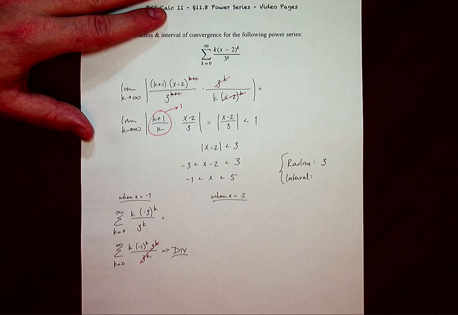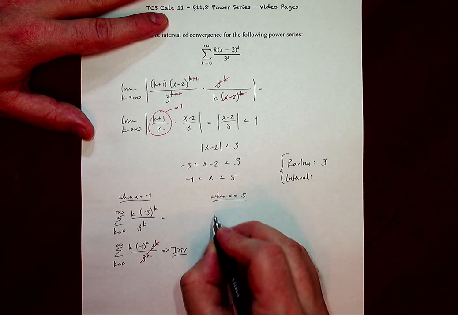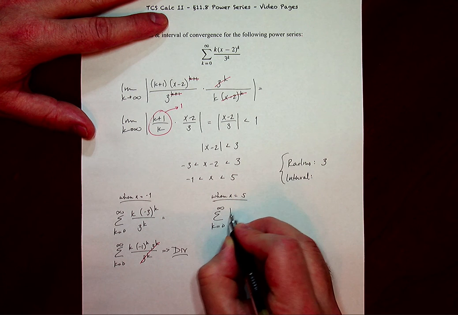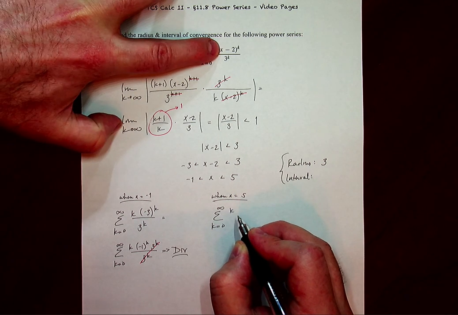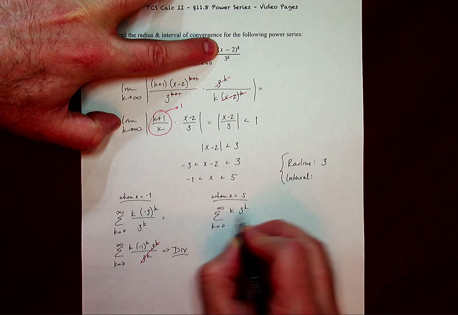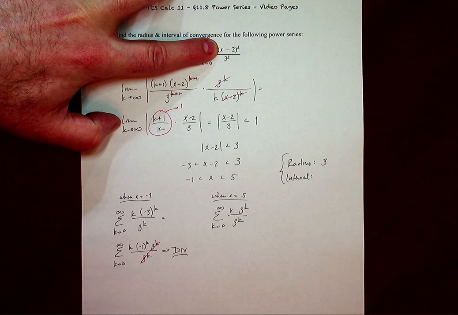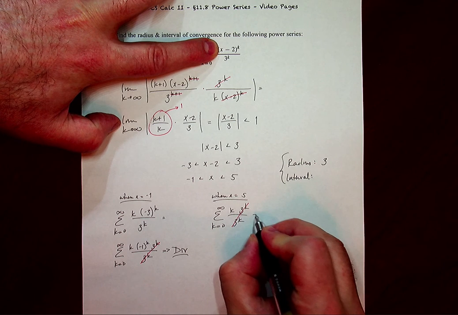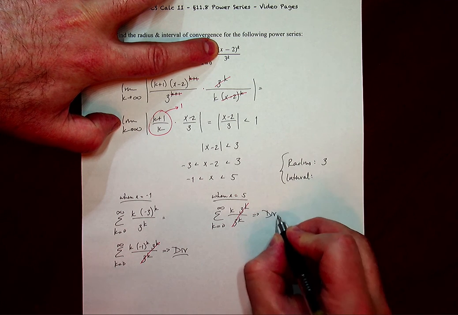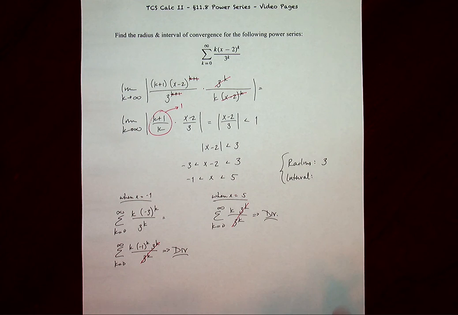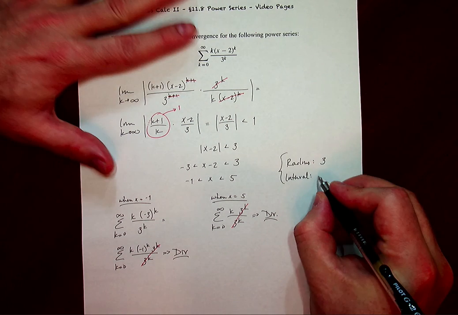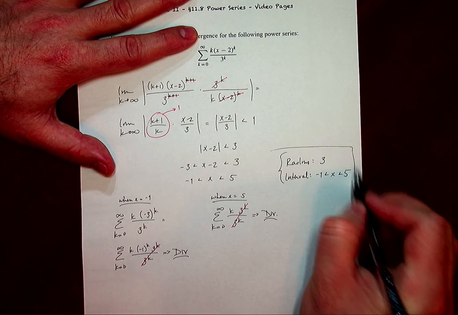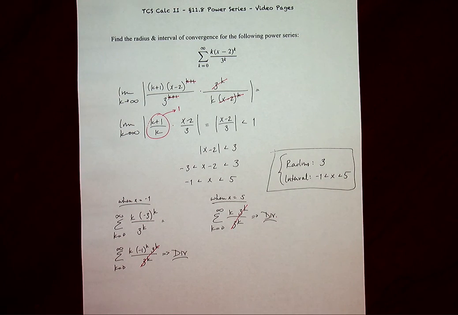All right. Now this other one, when x is equal to 5, we get the sum from k equals 0 to infinity of k, and 5 minus 2 is going to be 3 to the k over 3 to the k. This takes a little less work. Those cancel out pretty easily. You see, however, that this is just going to be successive values of k added together. That definitely is divergent. And my interval is non-inclusive on both of its endpoints. Okay.